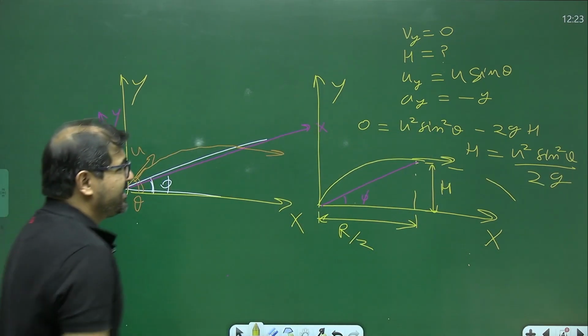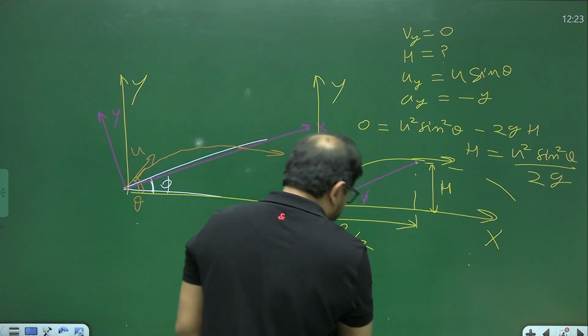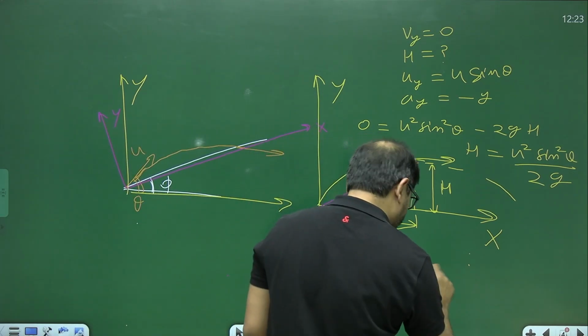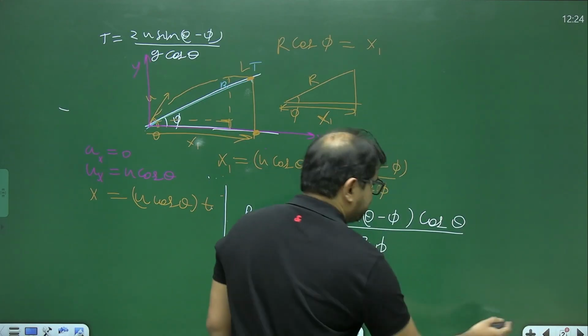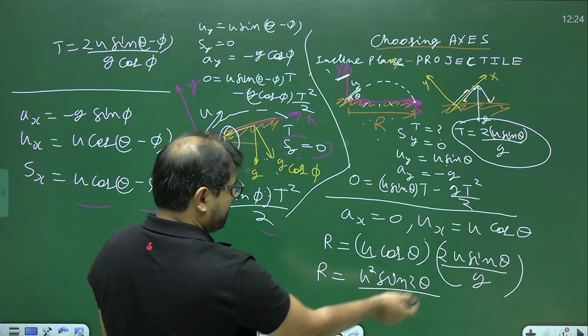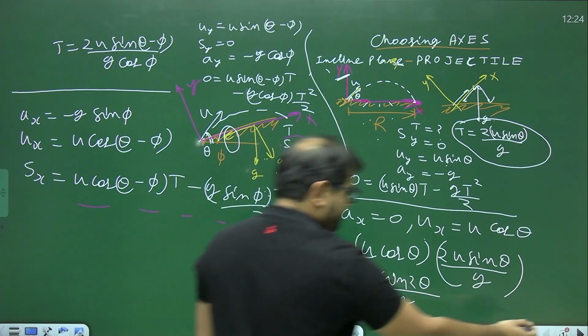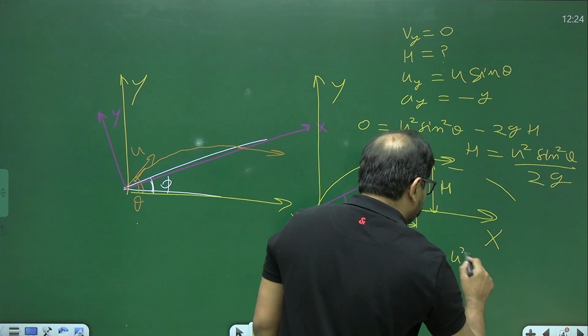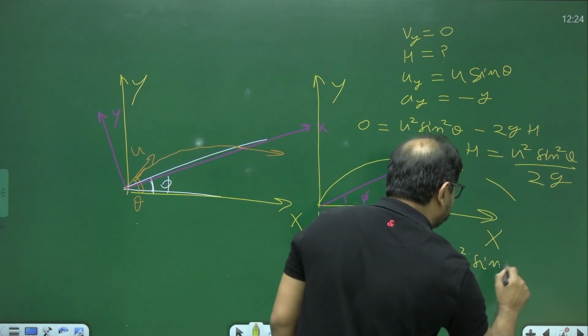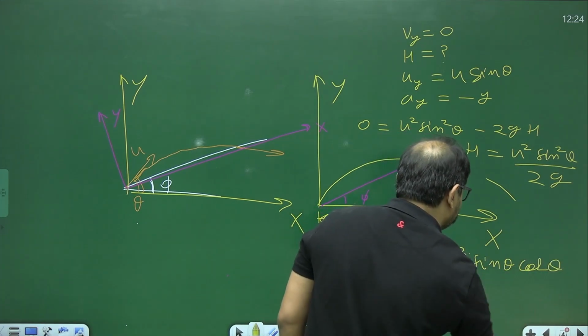Right? And what about r by 2? Range we found out just here. You can check. Alright. So r by 2, u square 2 sin theta cos theta.